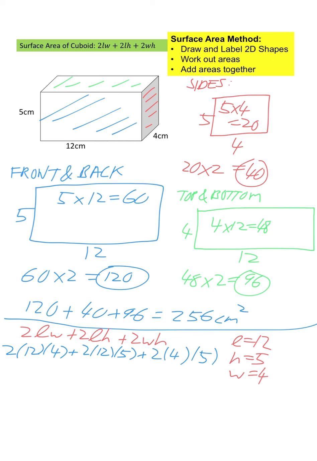So working this out, we'll have 96 plus 120 plus 40. And then when we add those together, we're going to get 256 centimeters squared. So the exact same answer as doing it the other way. Okay, and again, this will only work for cuboids.